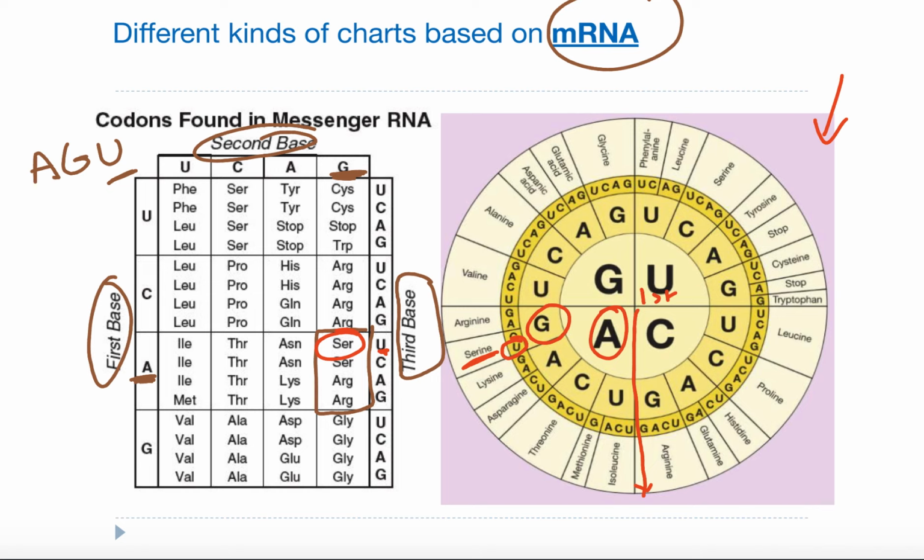I'm not requiring you to memorize these charts, but you should be able to use these charts to help convert a codon sequence on the mRNA to determine which proper amino acid it will lead to.